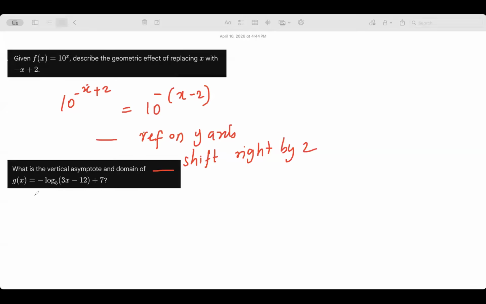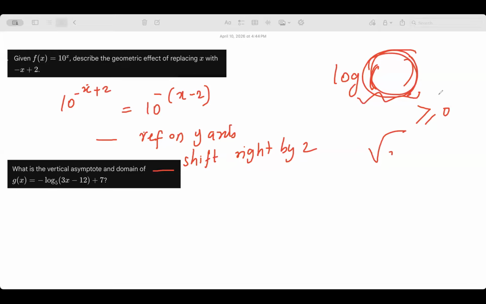Okay, those two. Now coming to this one, you should always remember the log of any function: this value should be greater than or equal to 0. That's the main criteria. Just like radical functions, you will always remember to find out extraneous roots.